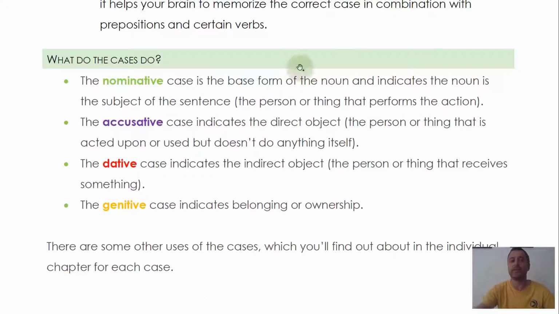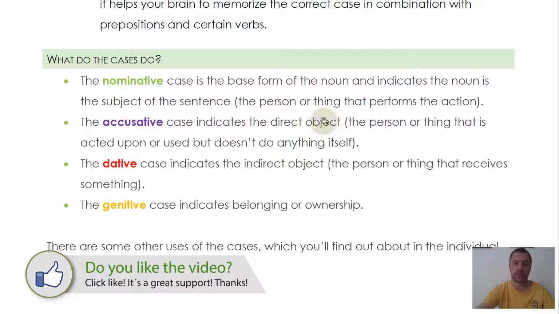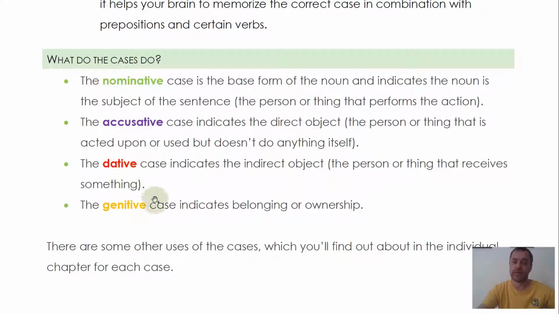If you're an English native speaker, you should be familiar with the concept of the direct and indirect object. It works pretty much the same way. In general, the genitive case indicates belonging or ownership. This is what it usually means, but it doesn't mean that it always has to be like this, because we have to use especially accusative, dative, and genitive also after certain verbs and prepositions.